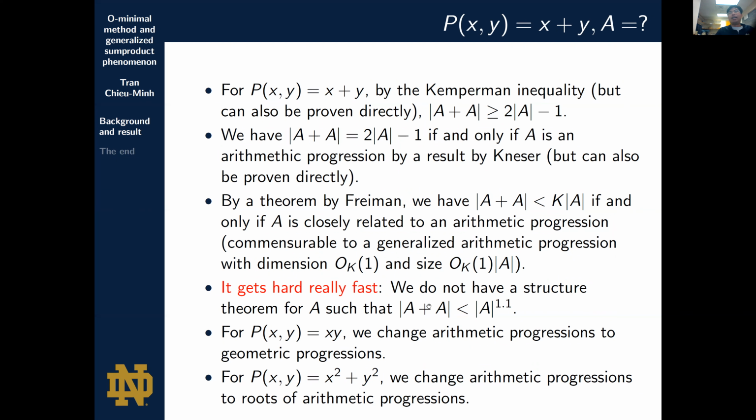But we do know of certain other results along this line. For example, if P(x,y) is the product xy, you have a similar conclusion, but you need to change arithmetic progression to geometric progression. And if P(x,y) is, say, x squared plus y squared, we need to change arithmetic progression to the square root of an arithmetic progression. You need to be a bit careful and make sure that they are positive and things like that, but you have a result along the same line for a few other polynomials.